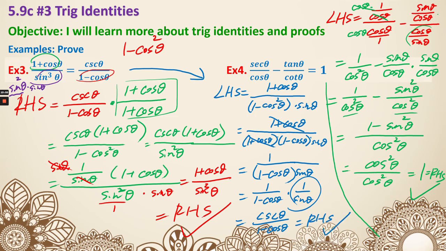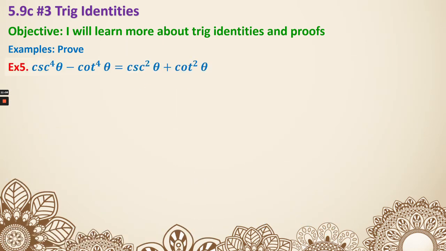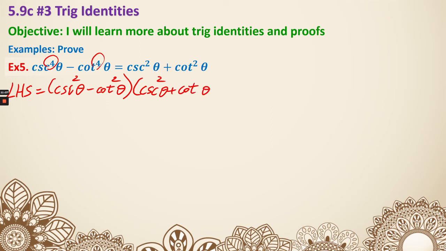So I can also prove it that way. Again, this is if we start on the left-hand side. That still works. Now let's move on. Example 5. This example requires you to notice that the left-hand side, the fourth powers, are still both perfect squares. So I'm going to start on the left-hand side and take it apart by factoring the difference of perfect squares. That becomes cosecant squared minus cotangent squared times cosecant squared plus cotangent squared.